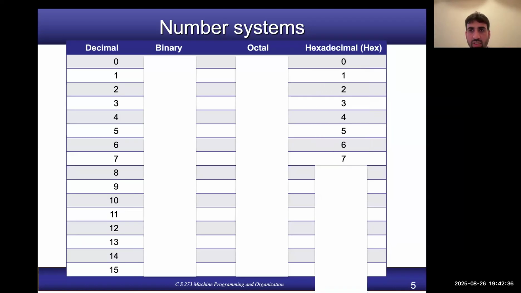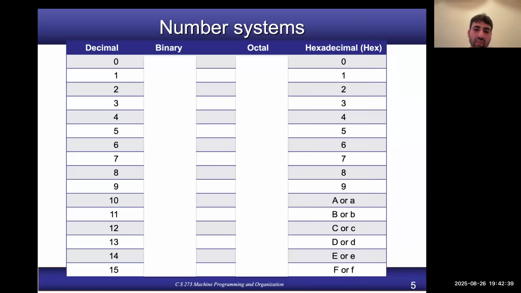Now if we talk about the hexadecimal system, in the hexadecimal system we have 16 different digits. From 0 to 9, these digits are the same as in the decimal system, but after that we have six more digits, which are A, B, C, D, E, and F. A is equivalent to 10 in the decimal system, B is equivalent to 11, C to 12, D 13, E 14, and F is 15. So we have 16 distinct symbols in the hexadecimal system.